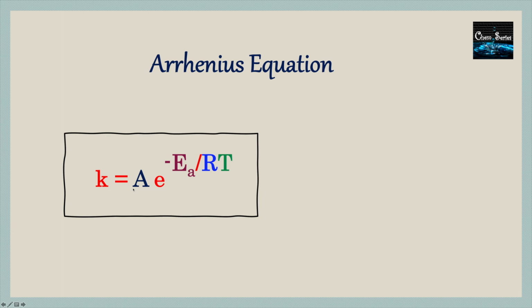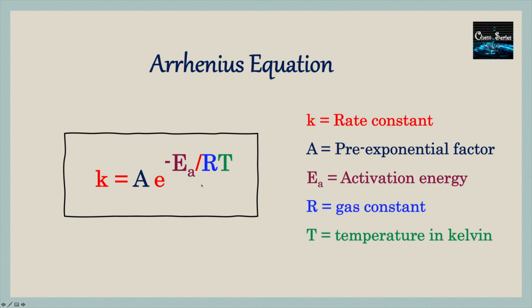k is equal to A e power minus Ea by RT, where k is the rate constant and capital A is the pre-exponential factor. Why is it called the pre-exponential factor? Because it is present before an exponential factor. Okay. And Ea is the activation energy, R is the gas constant, and T is the temperature in Kelvin.